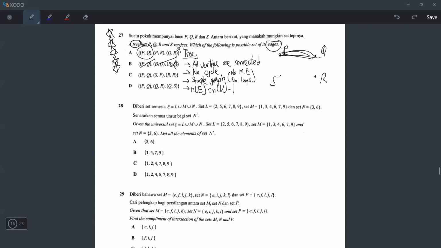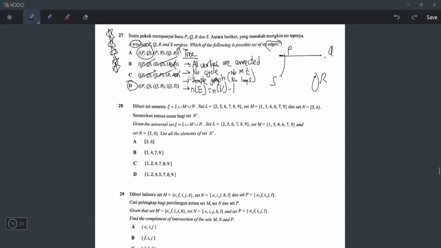Okay, so we already know A is not the answer. B is also not, because B has multiple edges. Let's go to C. So erase all this. Okay, erase. So P, we have Q. Let's see C. PQ. So P to Q join. S to P join. R to R. Okay, this is wrong already. This is not a tree already. So the answer is D.